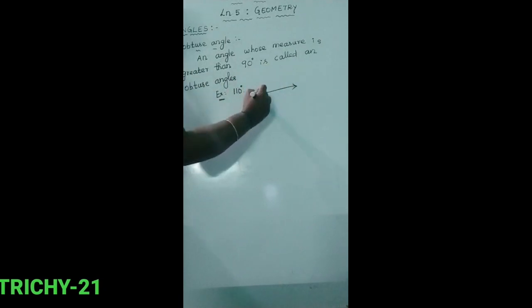So this is one example for obtuse angle, that is 110 degrees. Generally we draw this side. So we consider 110 degrees. This is one example for the obtuse angle.